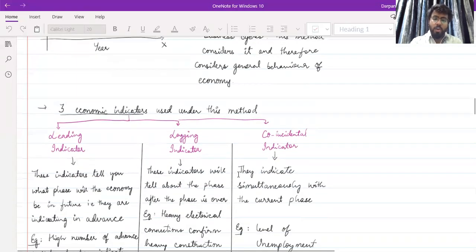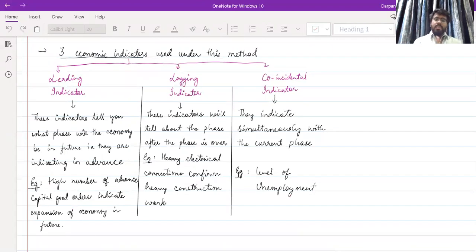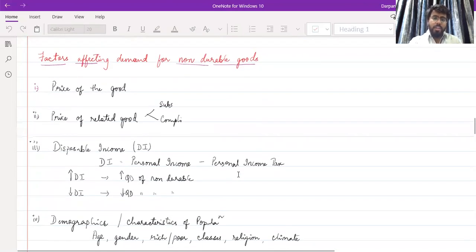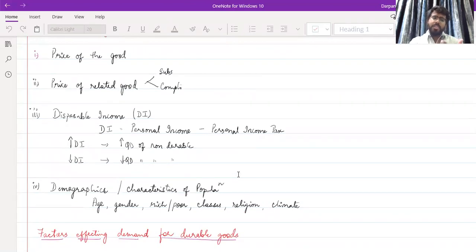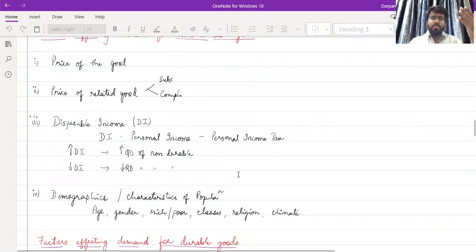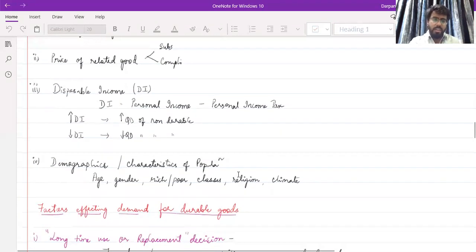Now, what are the economic indicators? One is leading, the other is lagging, the third is coincidental. What is leading? It tells me in advance. Lagging tells me after the thing has happened. Coincidental tells me simultaneously, right? Then non-durable goods, what are the factors which affect them? Price of the good, price of related goods, income, and demographics or characteristics of the population. These all come from your factors affecting demand, right?